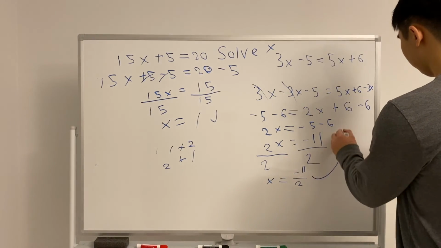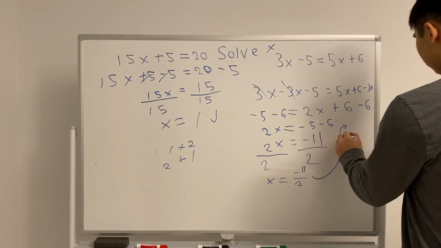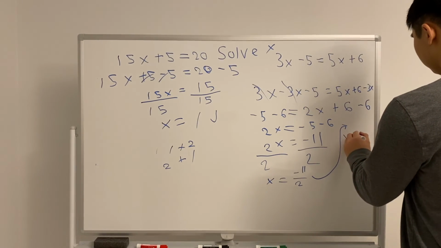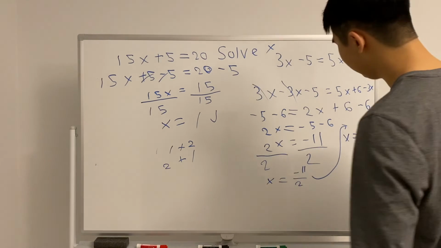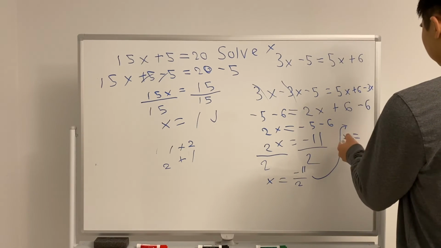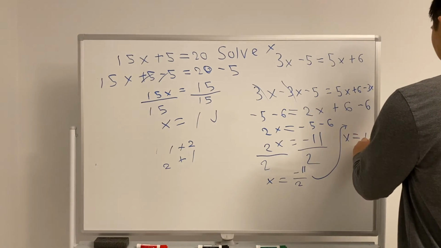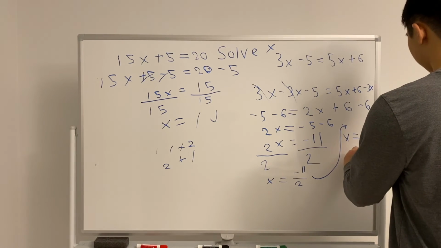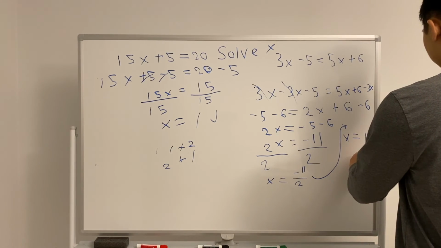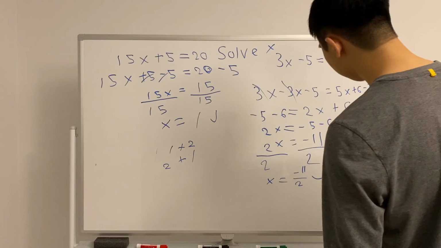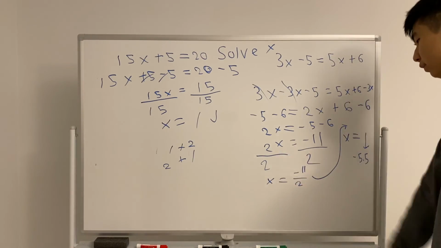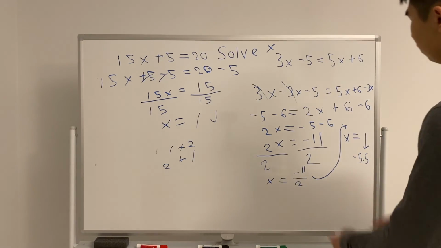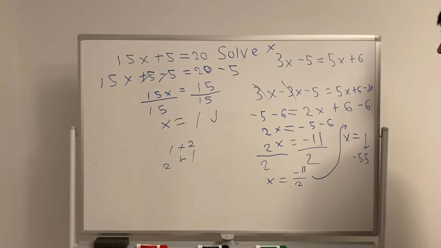Let's just put this up here. X is equal to -11 divided by 2 is, I'm going to put an arrow down here because I have enough room, -5.5. So that's the answer. So either -11 over 2 or -5.5 is what x is, same thing.